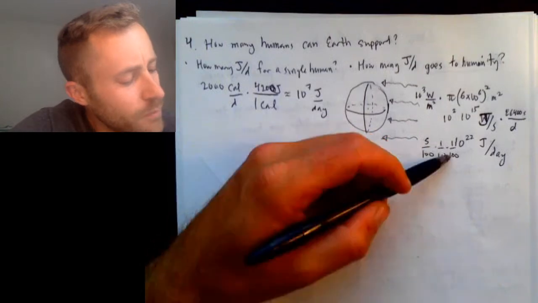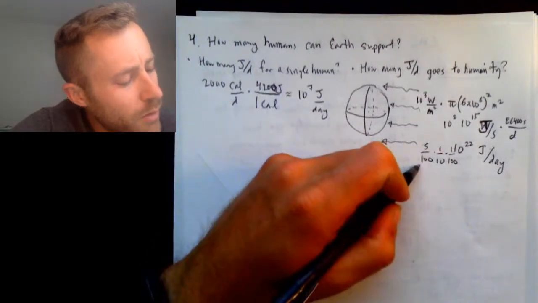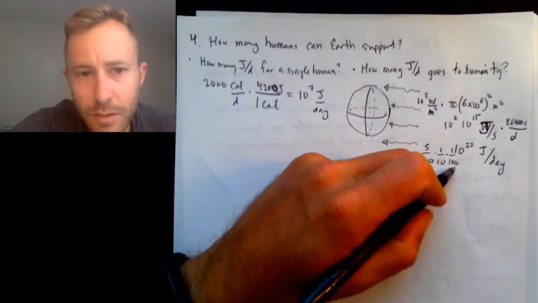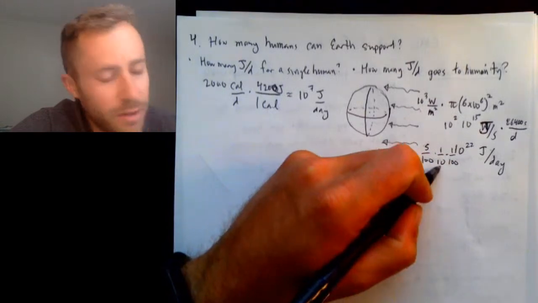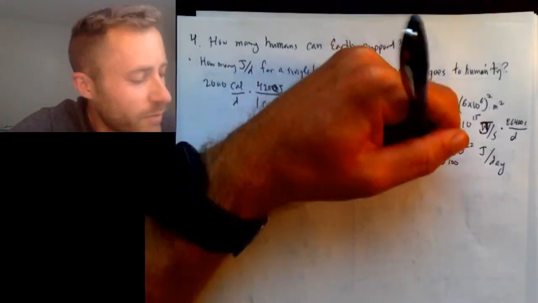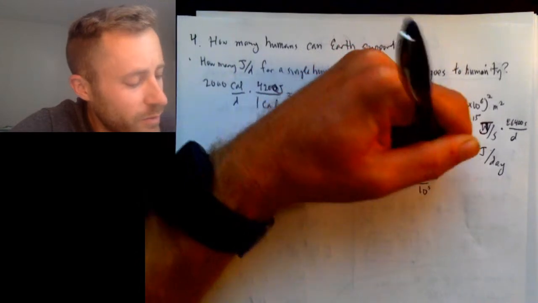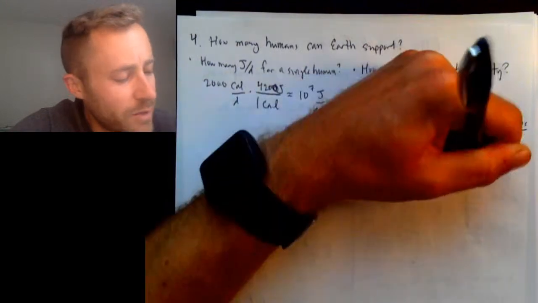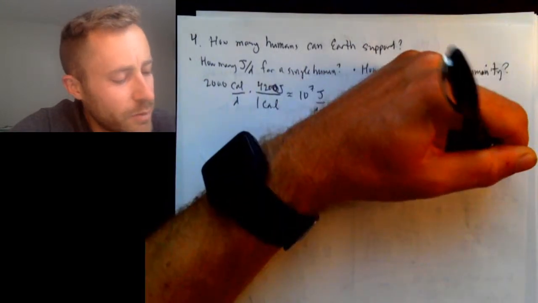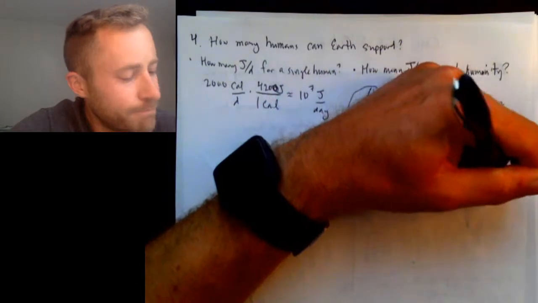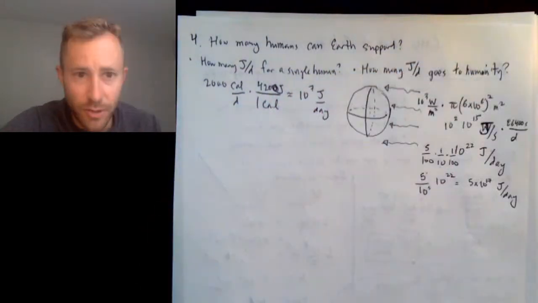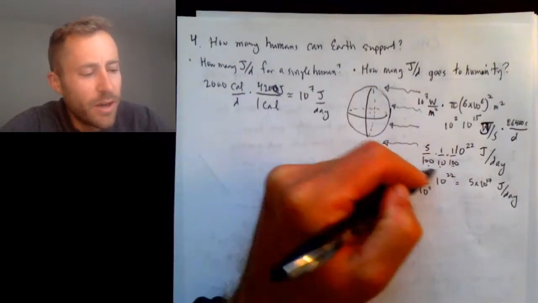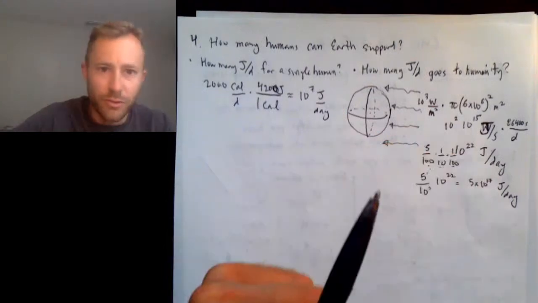All right. 100 times 100 is 10,000. Times 10 is 100,000. So I have like 5 over 10 to the 5th times 10 to the 22nd. That's 5 times 10 to the 17th joules per day that humans can access, okay? And again, these factors are representing how much of the total energy received by the Earth is actually going to us.